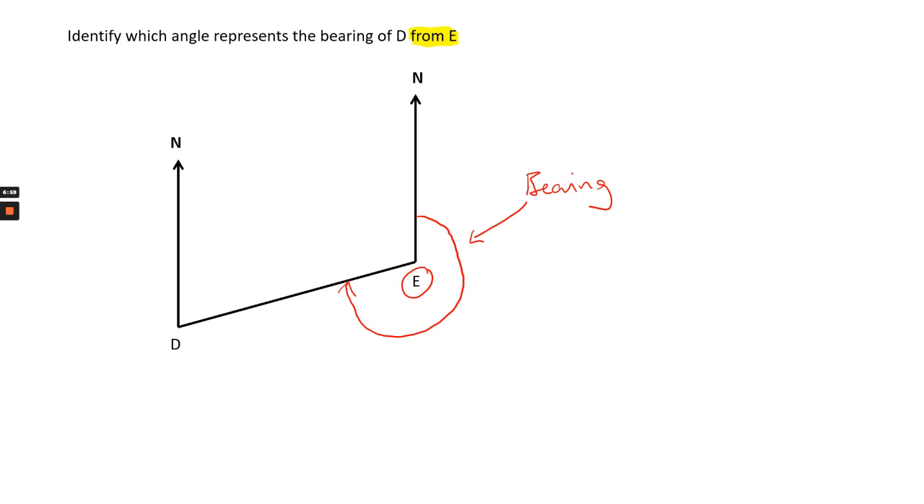So this angle will be bigger than 180. So it could be, for instance, let's say 200 degrees. Okay, so the bearing here is 200 degrees. That's of D from E. Let's look at one more example of this.